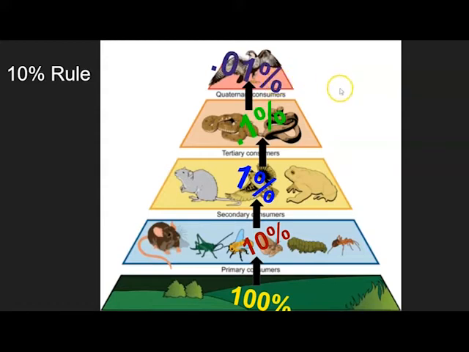Now you might be wondering, where does the rest of the energy go? Technically, 90% of the energy doesn't make it to the next level in our trophic level. That is outlandish. And this is where you have to go back and think of our laws of thermodynamics.